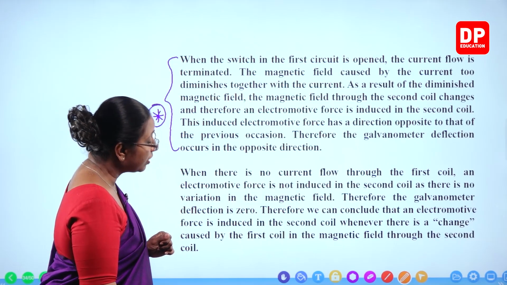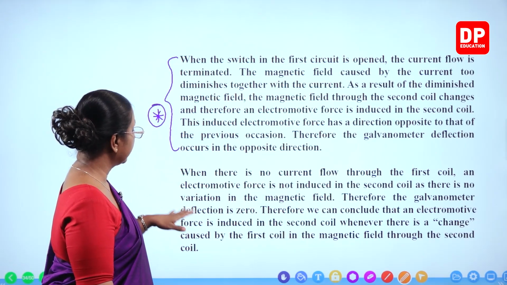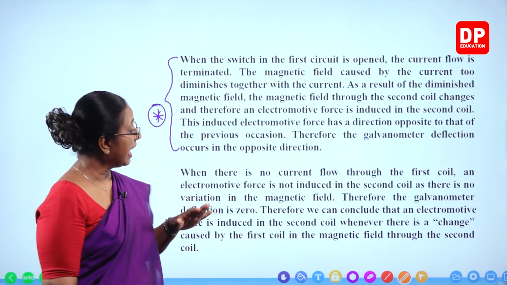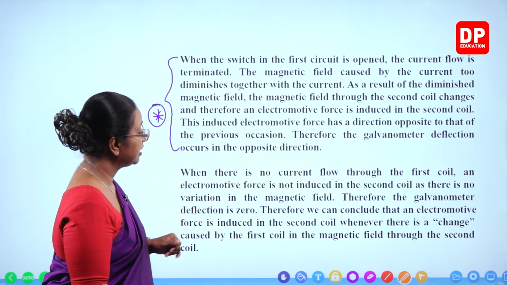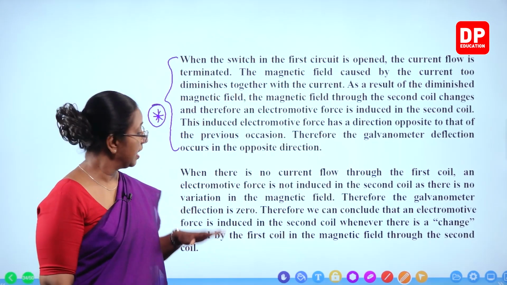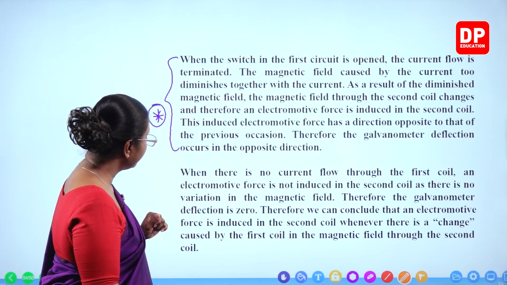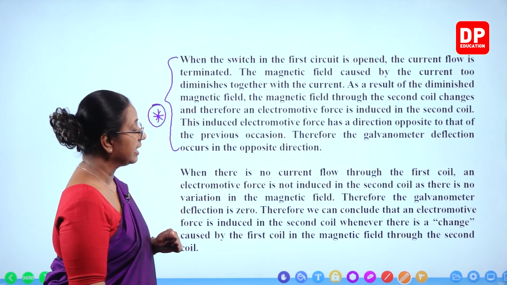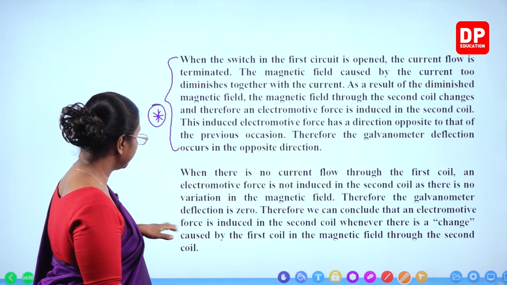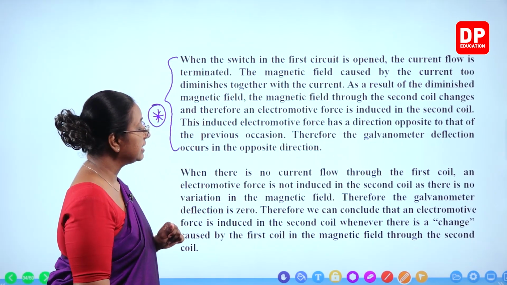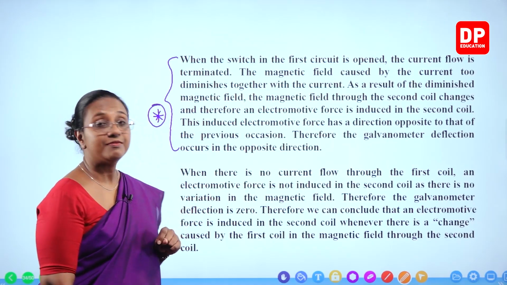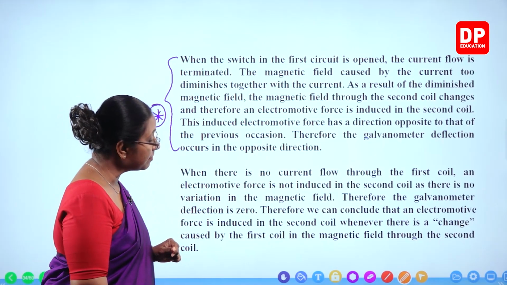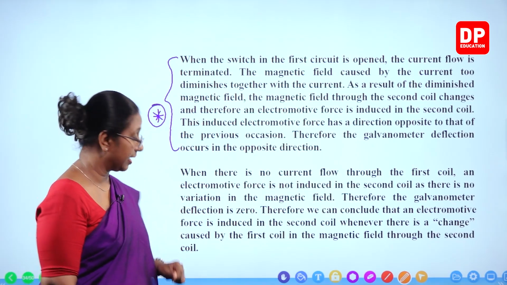When there is no current flow through the first coil, an electromotive force is not induced in the second coil, as there is no variation in the magnetic field. Therefore, the galvanometer deflection is 0. Therefore, we can conclude that an electromotive force is induced in the second coil whenever there is a change caused by the first coil in the magnetic field through the second coil.